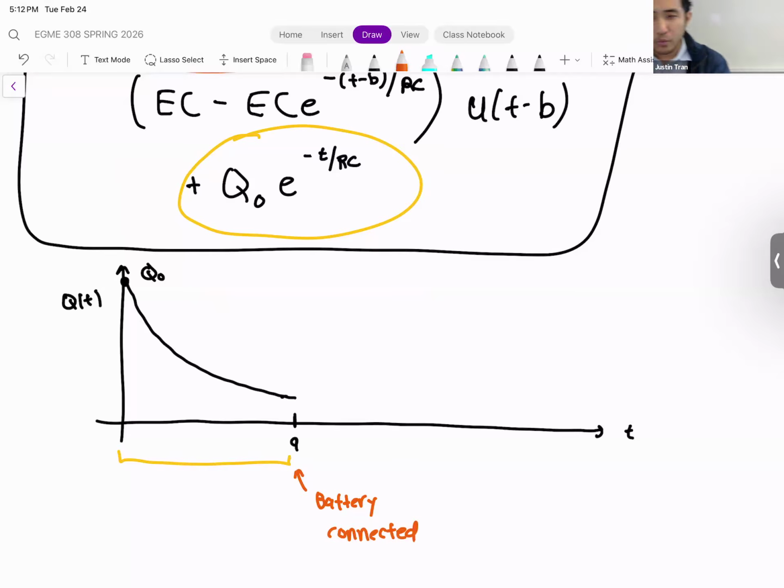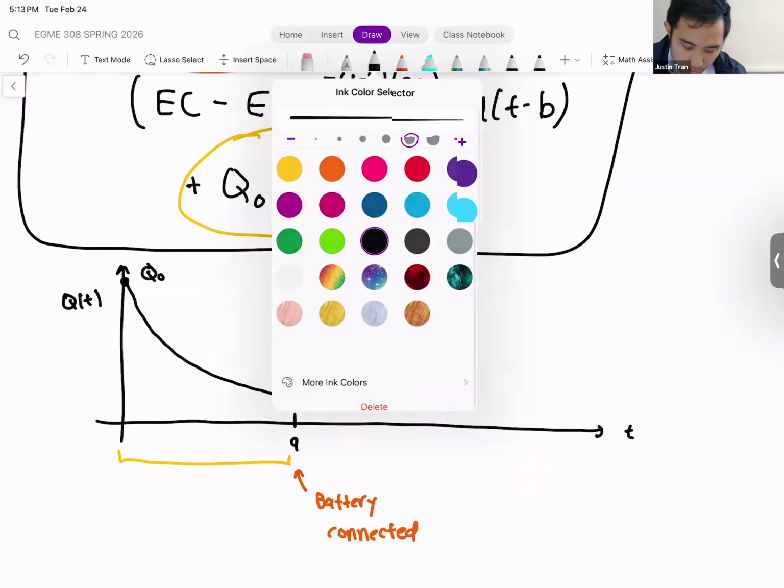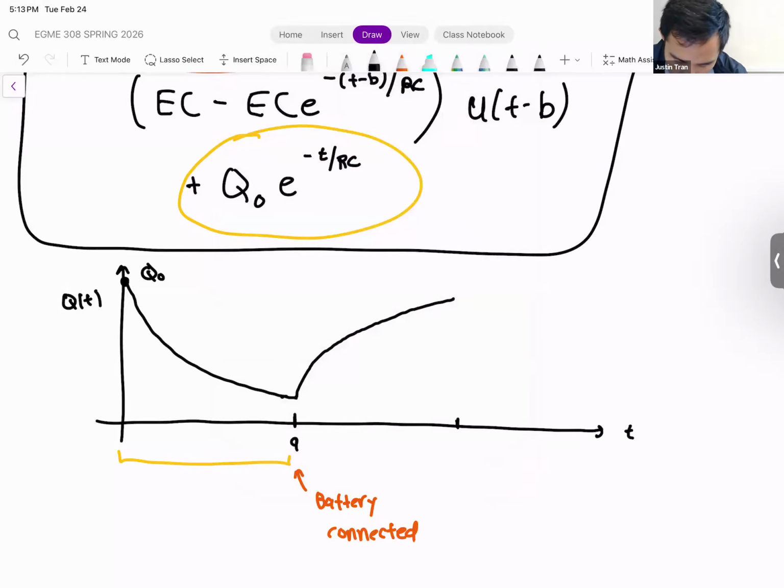And so when the battery is connected, our capacitor will actually start to charge up. And so then our function starts to look like this. So this portion here, let me go ahead and draw in t is equal to b. It goes up to the same Q naught value.